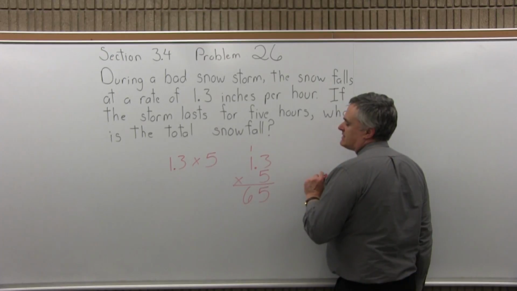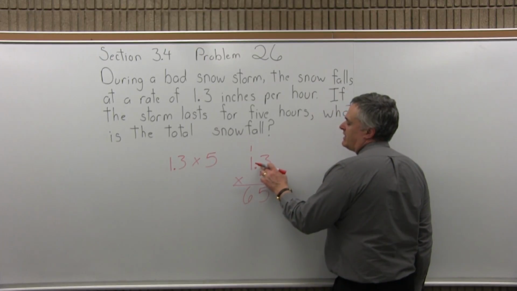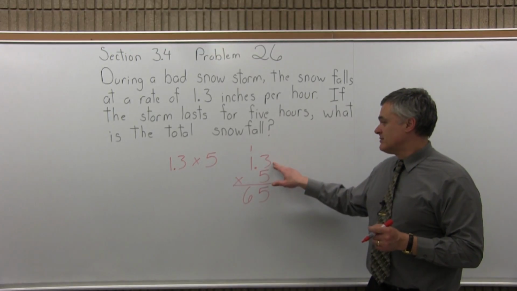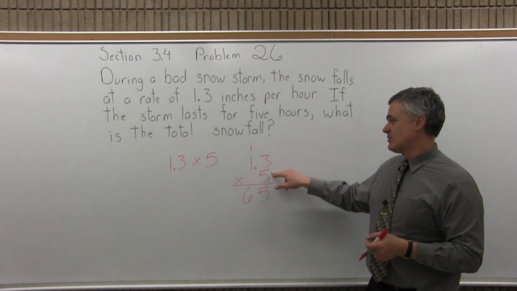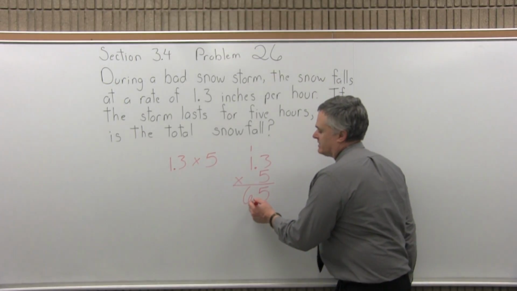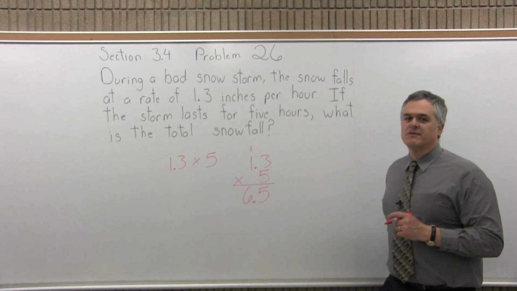I get an answer of 65, but I have to put a decimal in that. In the question, the number of places altogether after the decimal is 1. 5 doesn't have any place after the decimal, 1.3, one place. So my answer, one place after the decimal. So it's not really 65, it's 6.5.